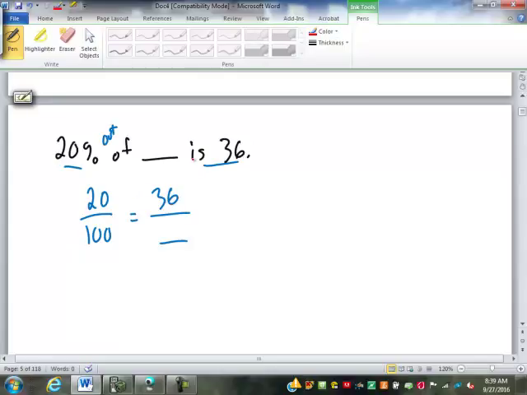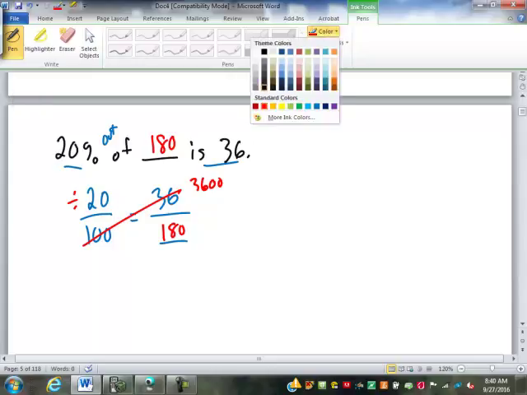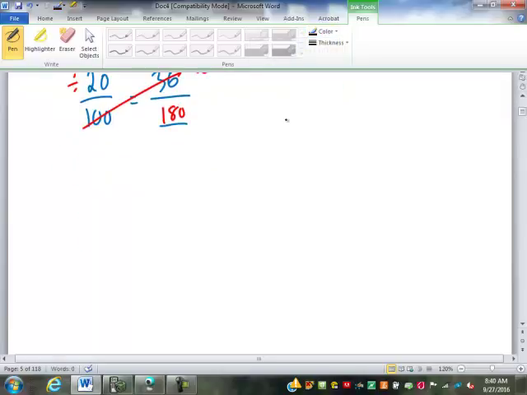Notice we're multiplying in a different direction. Before we were multiplying down, now we're multiplying up. It's just whatever two numbers are on the diagonal with each other. So 100 times 36 is 3,600. Divided by 20 is 180. So 20% of 180 is 36. If you know that 1/5 is the same as 20%, could you multiply 36 times 5? Yes. If you see those patterns, definitely.